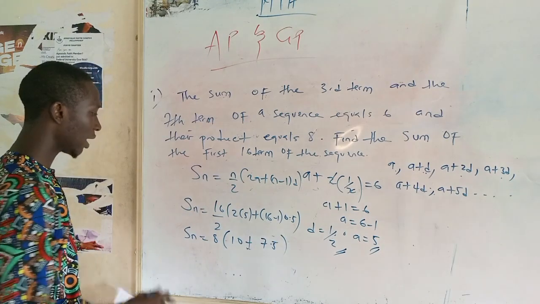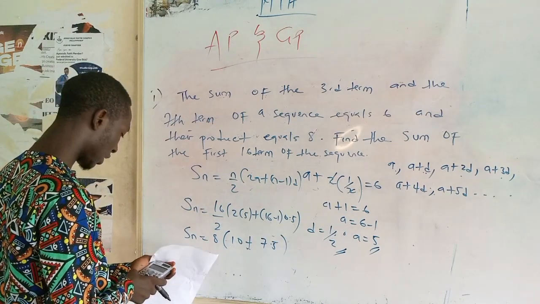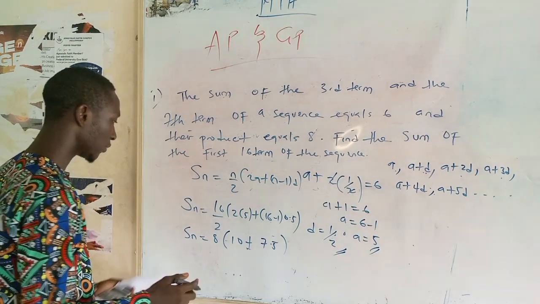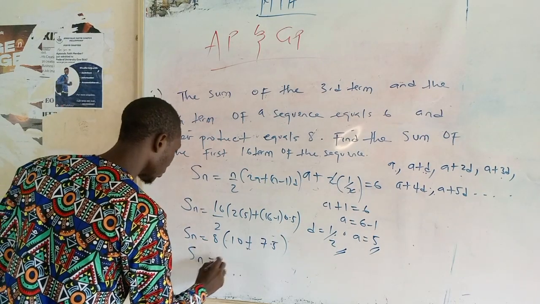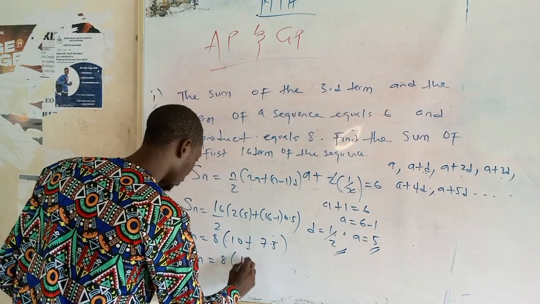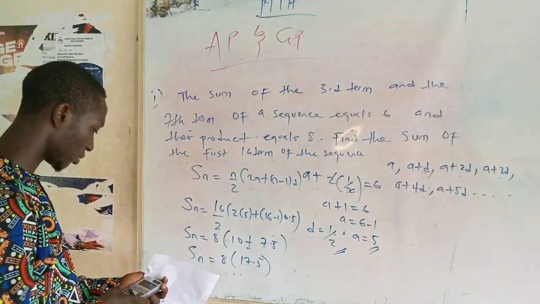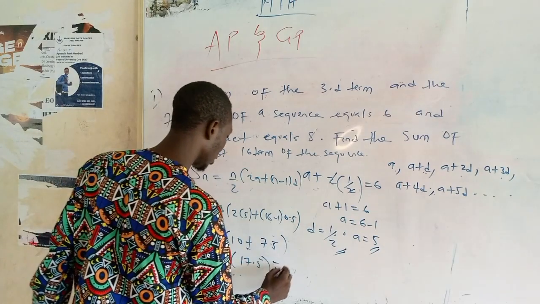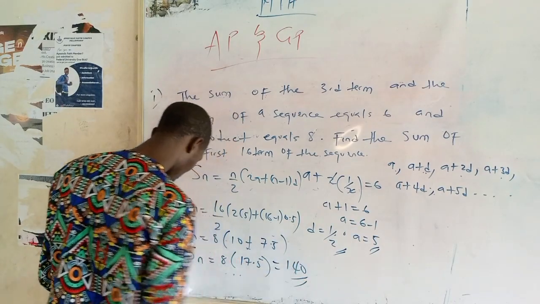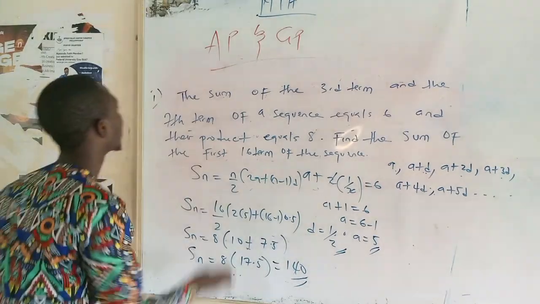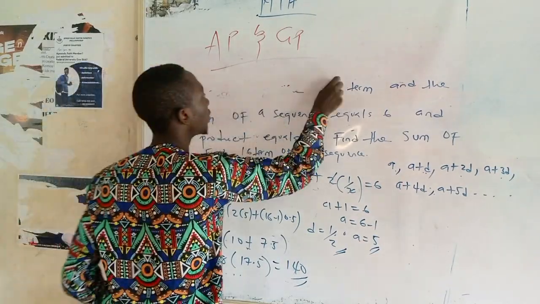Yes. So now add 7.5 to 10. 7.5 plus 10 gives you 17.5. So therefore multiply it by 8, and then the sum is 140, which is our answer. So that's that for that. Now let's move to another question.